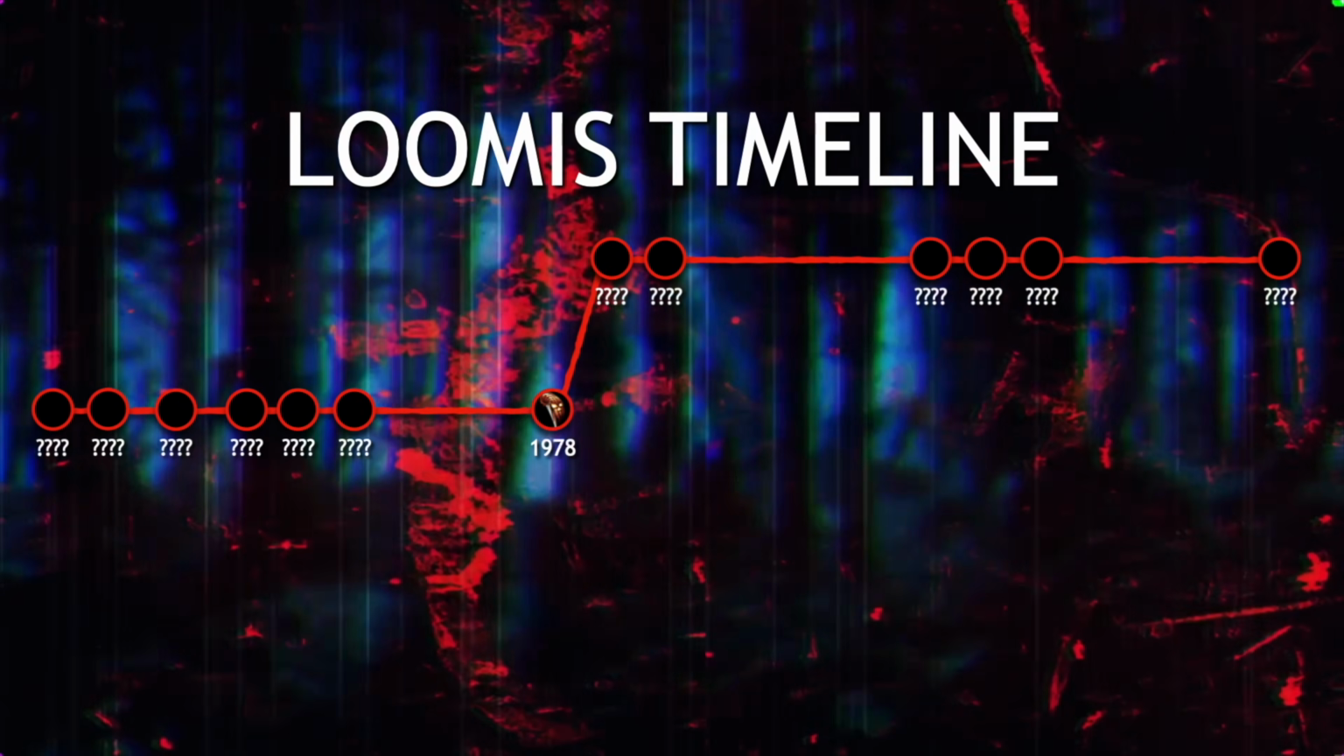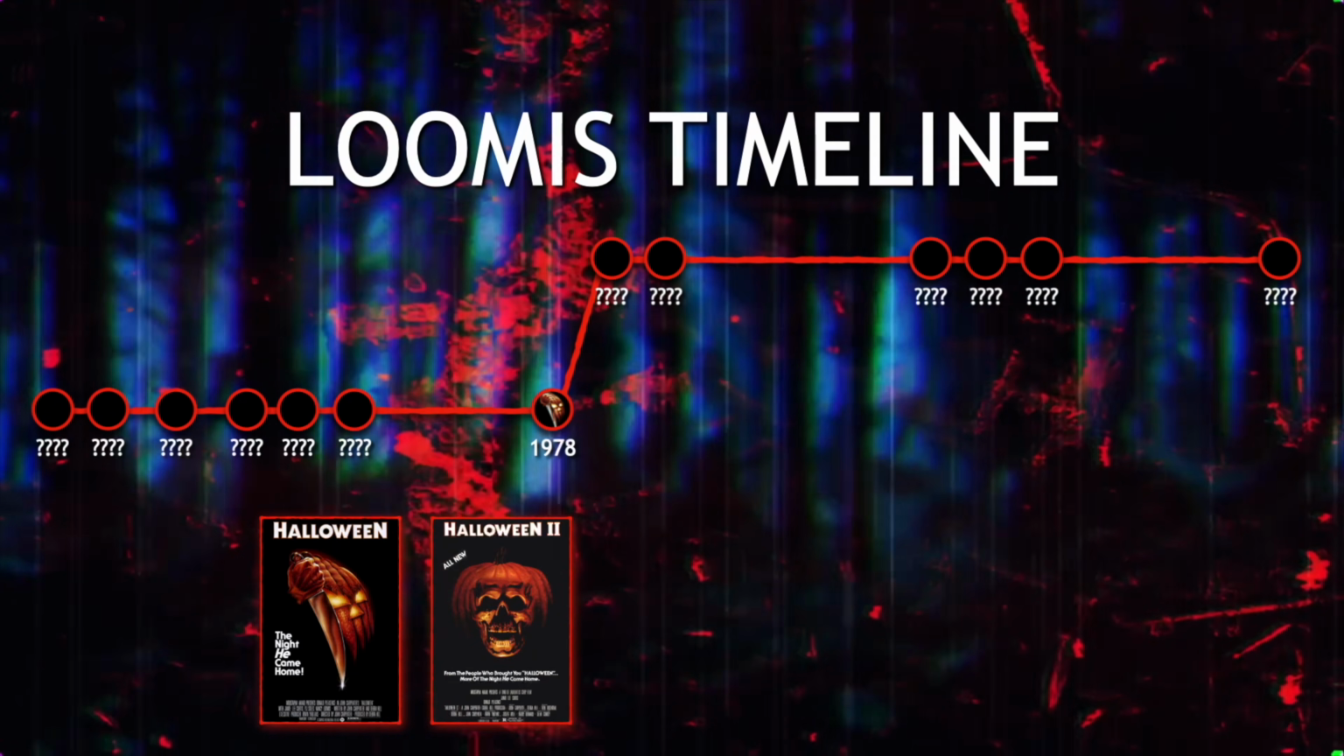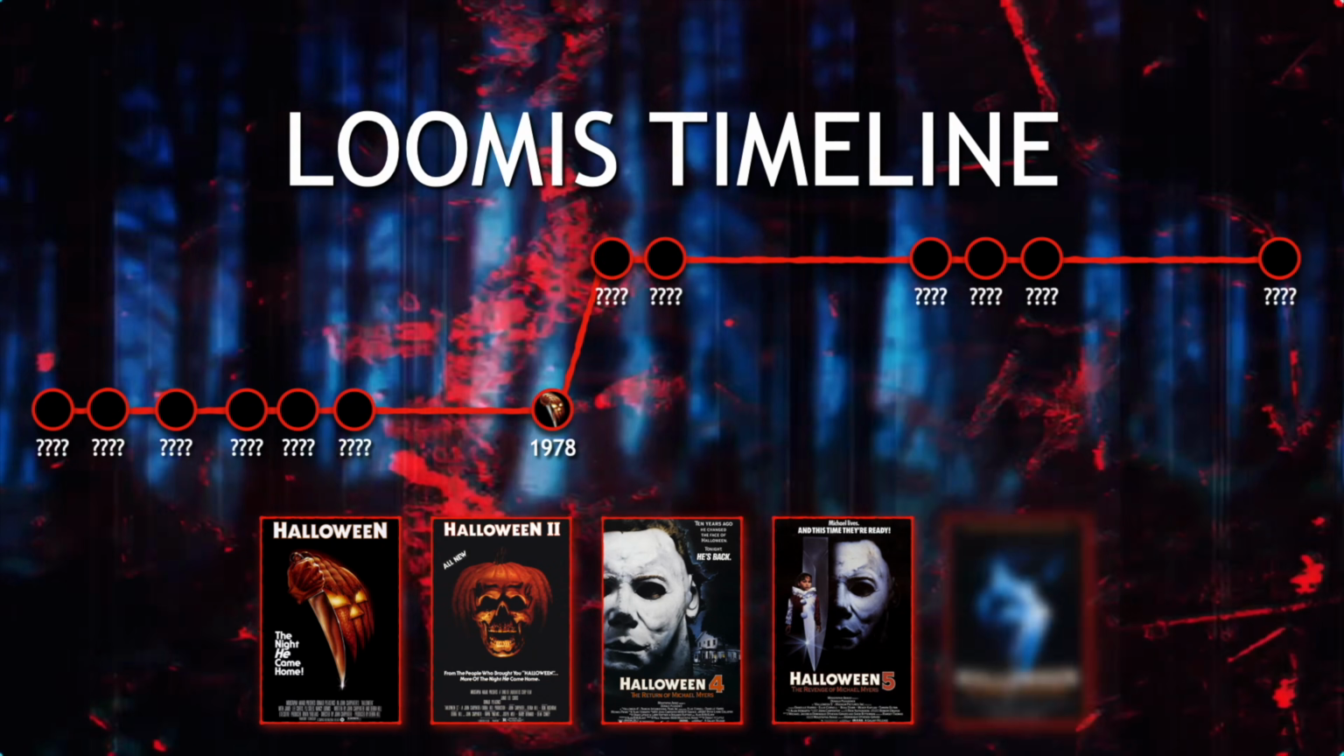Starting with the Loomis Timeline, this covers the events of Halloween 1 to 2, followed by The Return, The Revenge, and The Curse of Michael Myers.